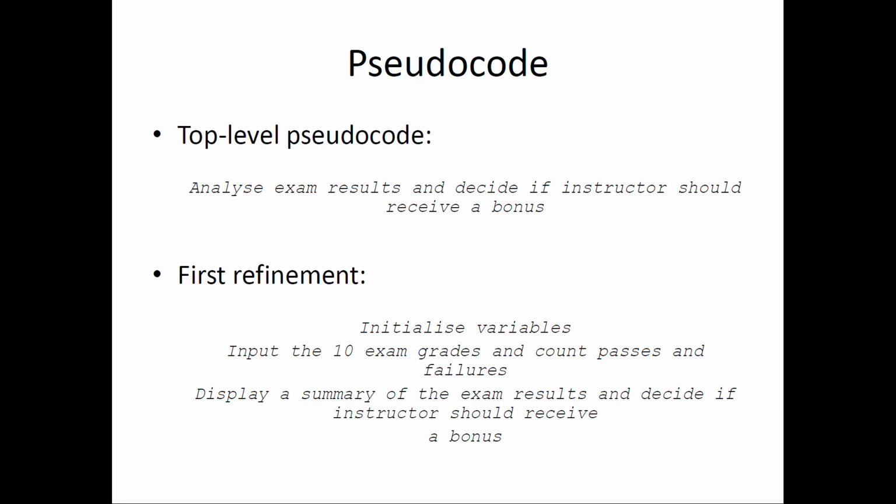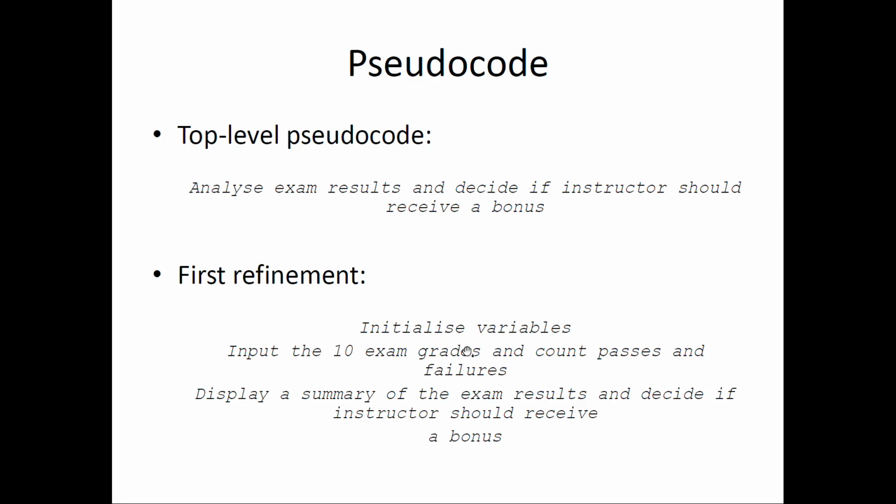So this is your high-level pseudocode. As you can see, it's not very different from what I have been telling you earlier on. So you have to initialize your variables. We basically speak in Python here, but on the very top level, you have to analyze the results and decide if the lecturer should get a raise or a bonus.